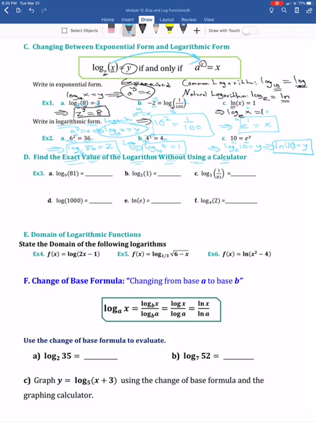So let's look at, for example, log base 9 of 81. So log base A of x equals what? Some number y. Our question: what is that number y here? So we'll go ahead and rewrite it. 9 to what power equals 81? Well, we know it's 2. 9 squared is 81.